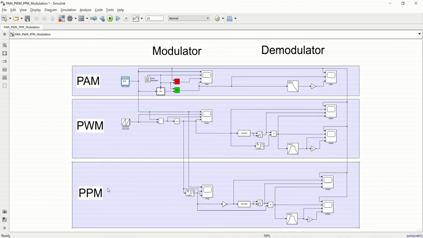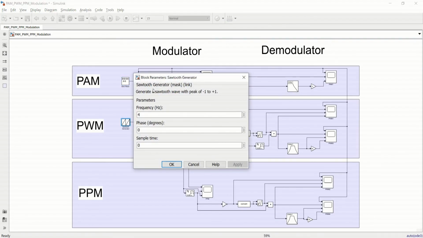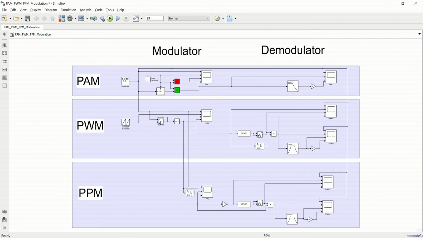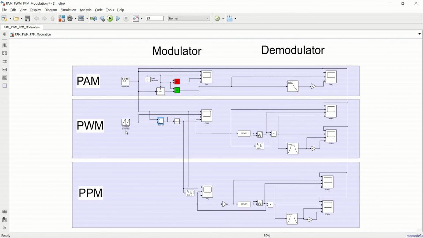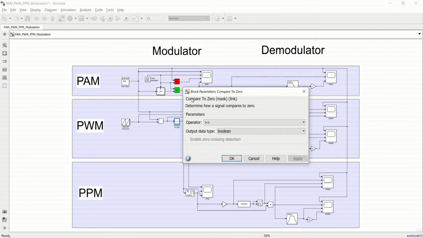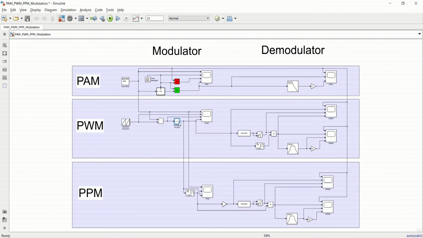And for the modulation of PPM, we take some insight from the PWM. Specifically, we have a sawtooth wave with a frequency of 4 Hz, from the sawtooth generator in the library browser again, and then we have the addition block, that is a sum with a plus and a minus. That is, we subtract the sawtooth from this sine wave, and afterwards we use a compare to 0 comparator, and that leads us to the pulse width modulated signal.